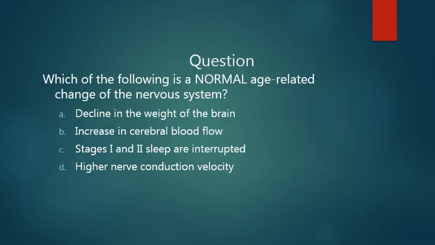So, which of the following is a normal age-related change of the nervous system? Is it decline in the weight of the brain? Is it increase in cerebral blood flow? Stage 1 and 2 sleep are interrupted, or there is higher nerve conduction velocity. Think about that a minute. Think about what we said is normal.